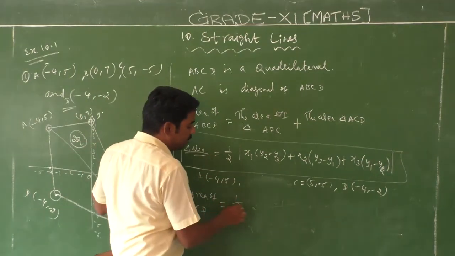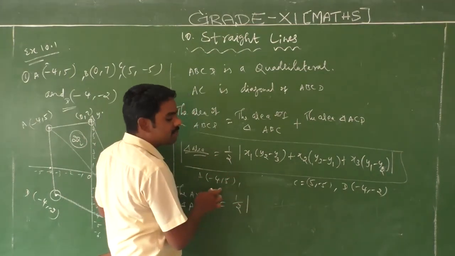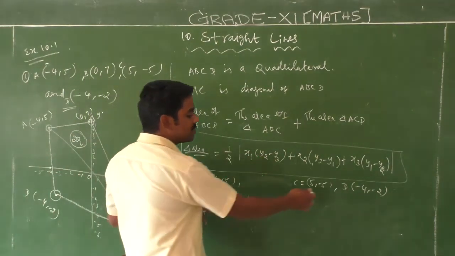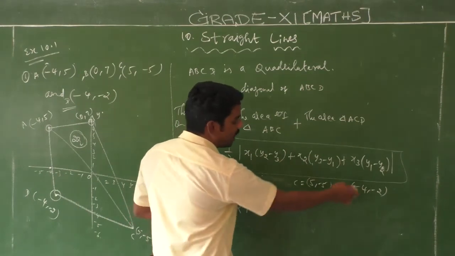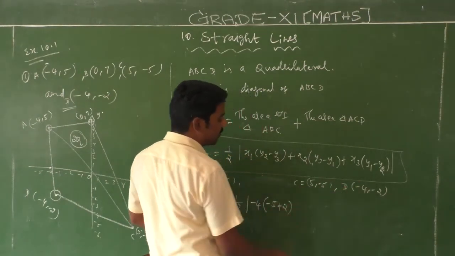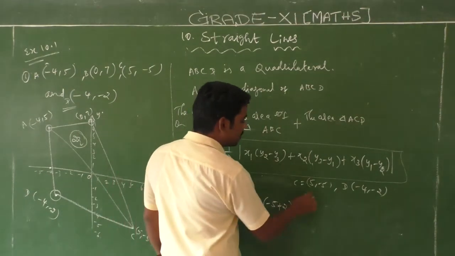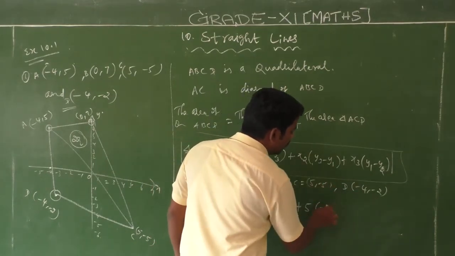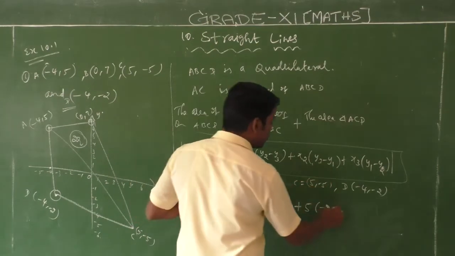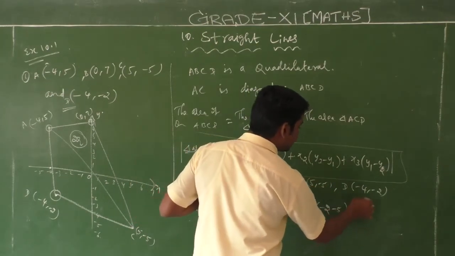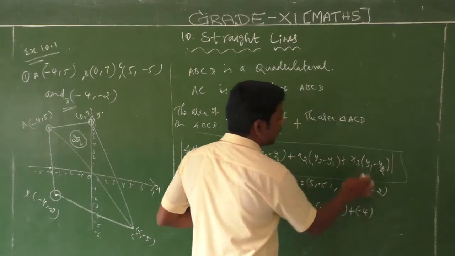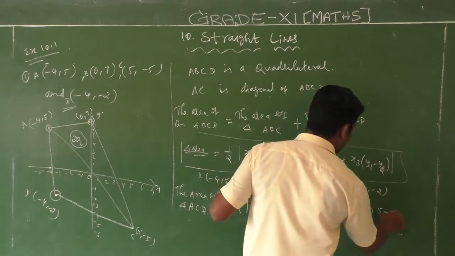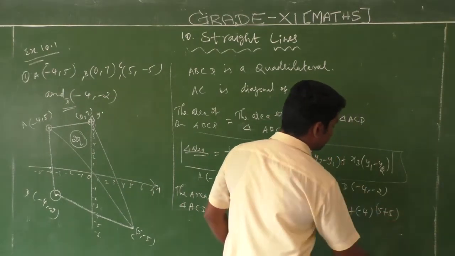Triangle ACD is equal to, the formula is 1/2 of the modulus of x1. Here x1 is minus 4, times y2 minus y3. Here y2 is minus 5, so minus 5 minus y3, which is minus 2, so minus of minus 2 is plus 2. Plus x2, which is 5, into y3, which is minus 2, minus y1, which is 5, so minus 2 minus 5. Plus x3, which is minus 4, into y1 minus y2, where y1 is 5 and y2 is minus 5, so 5 plus 5.